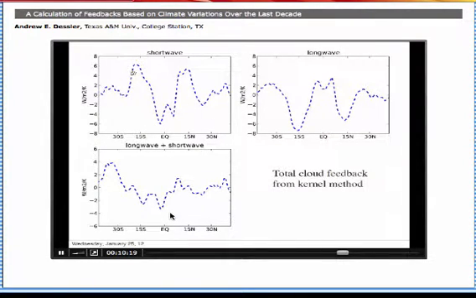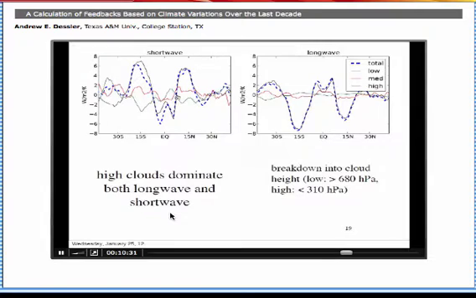All right, so this is about the same plot I showed before. The dashed line now is, again, the total cloud feedback derived from the kernel method, where I sum up the impact of all the individual clouds. And so what we can do now is put on the contributions from high, medium, and low clouds. And so the black line is a contribution of high clouds. You see that when you look at the short and the long wave, they're almost entirely driven by changes in high clouds over the last 10 years.